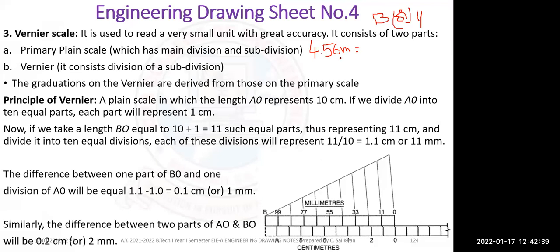Can anyone tell me? Generally, in the plain scale or in diagonal scale, what we do is we measure this as 4 meters plus 5 decimeters plus 6 centimeters. But if I want to measure in terms of backward Vernier, what I have to do is take this 6, and see where it will come in the 11th table.